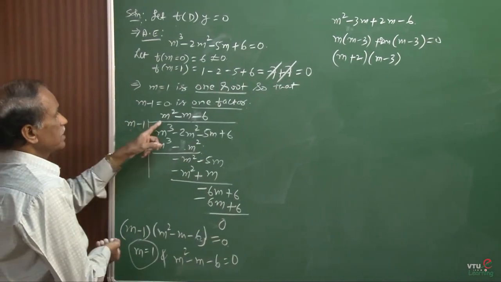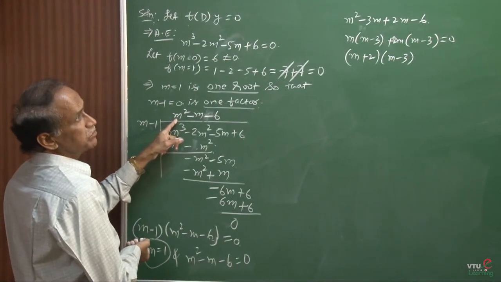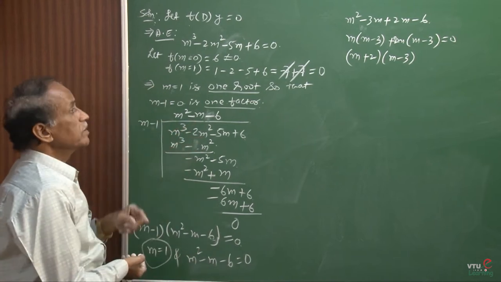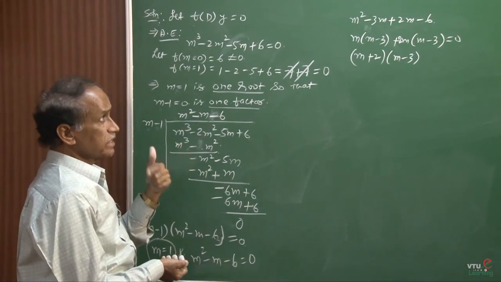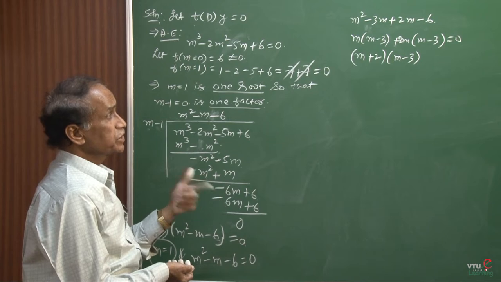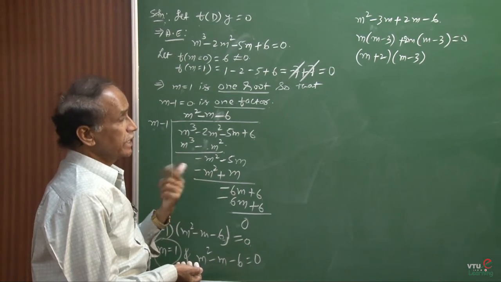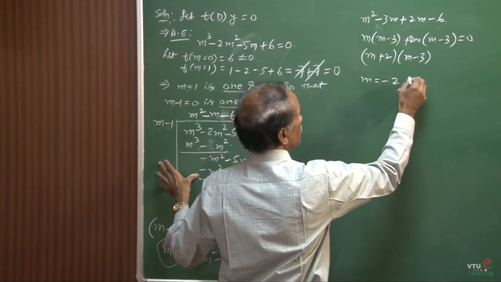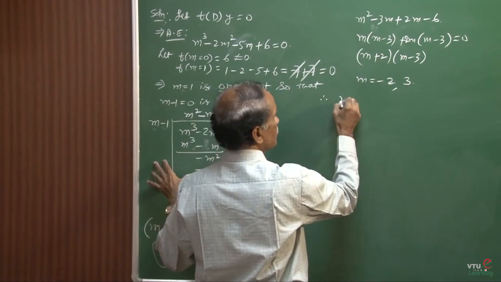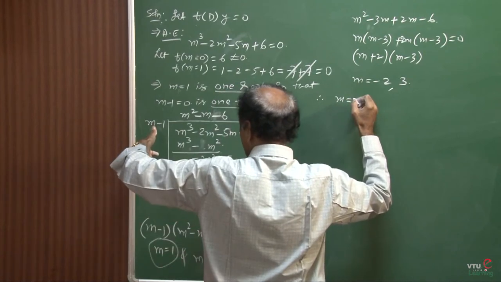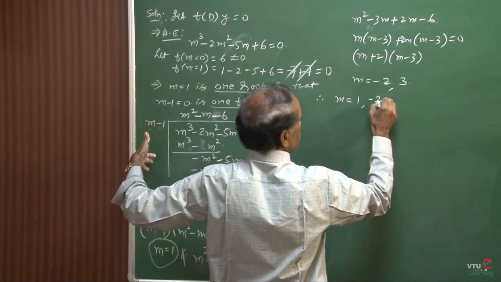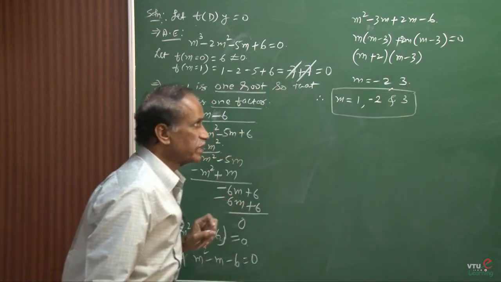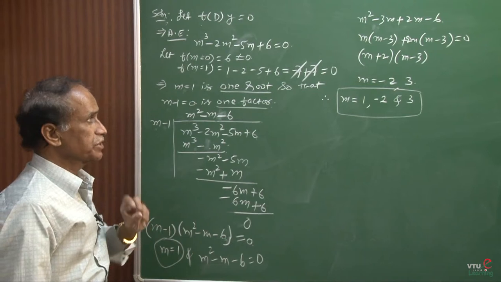the second degree equation, where after the division we got it, that is m square minus m minus 6 as m square minus 3m plus 2m and minus 6, which gives the roots, that is m plus 2 and m minus 3, which ultimately give m is equal to minus 2 comma plus 3. Therefore, total number of roots are m is equal to 1 comma minus 2 and 3. These are the three roots which you can expect from the auxiliary equation.